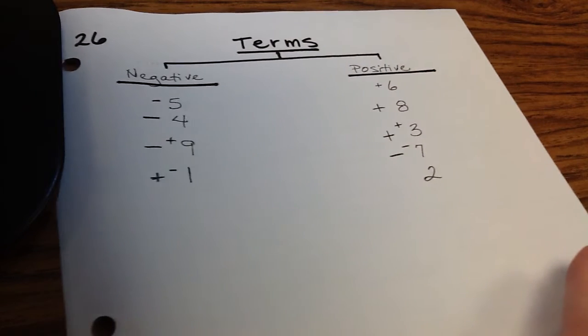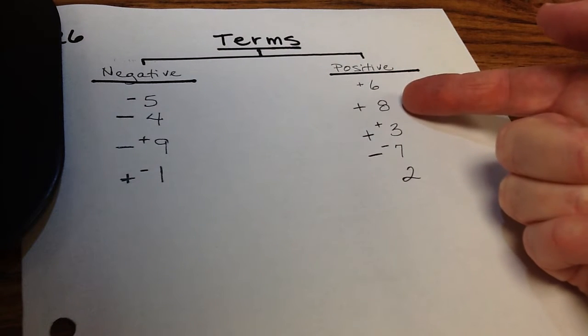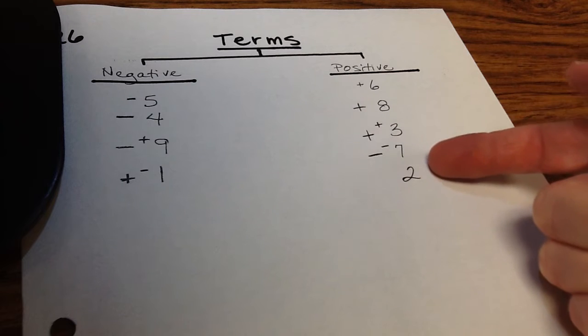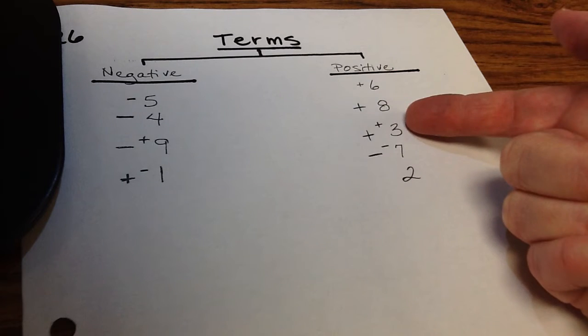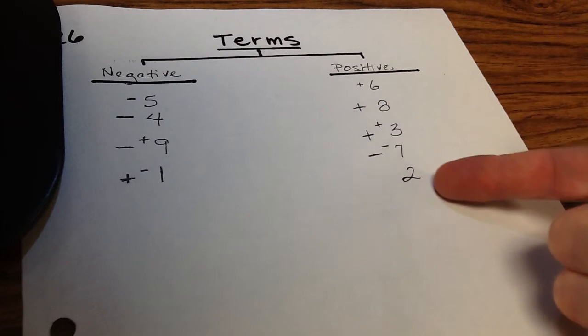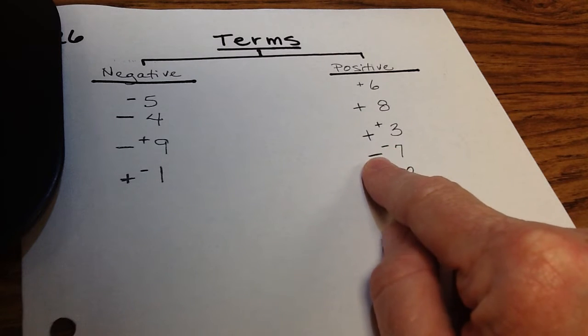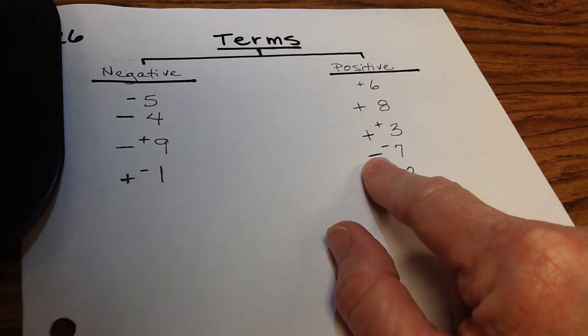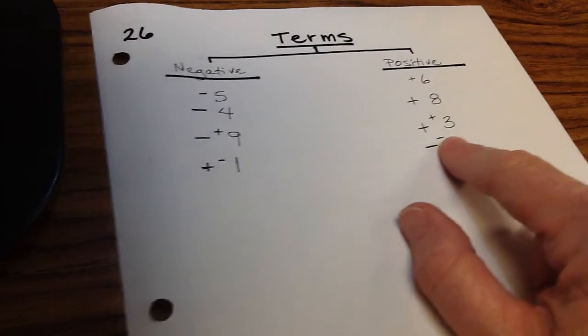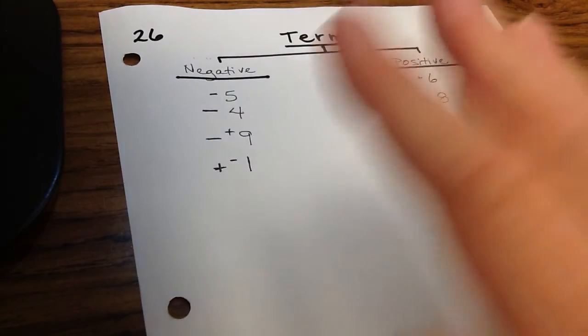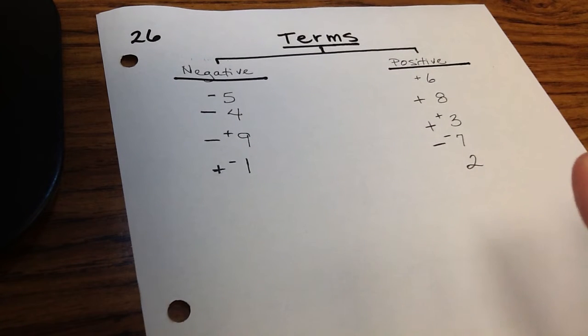Now, compare that to the positives. Do any of these have a negative sign? Yes or no? No. We have this one that has a negative sign, but it's also got a minus sign. So when you take away a negative sign, or when you're subtracting, these are all treated exactly the same.